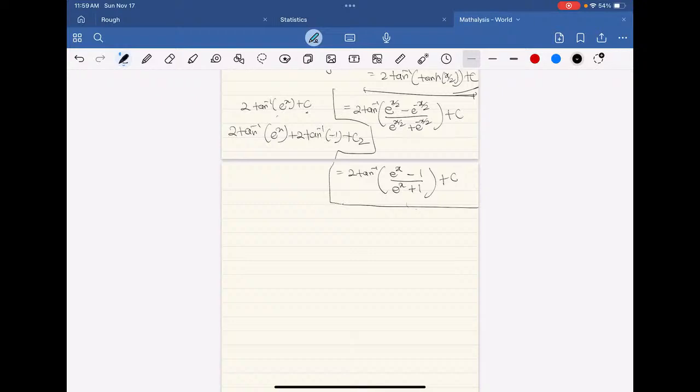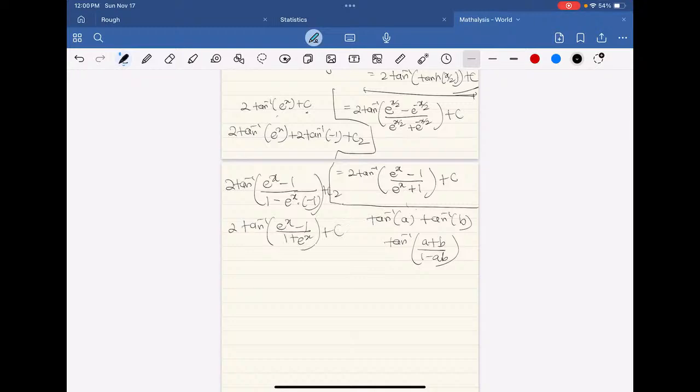I guess we know that tan inverse A plus tan inverse B is just tan inverse of A plus B by 1 minus AB, right? So if I use that, this will be 2 tan inverse A plus B by 1 minus AB plus C2. So this is 2 tan inverse e to the power x minus 1 by 1 plus e to the power x. So guys, it's finally proved.